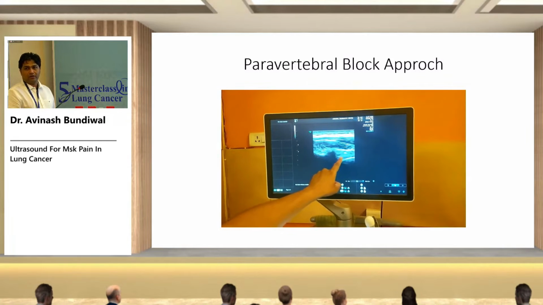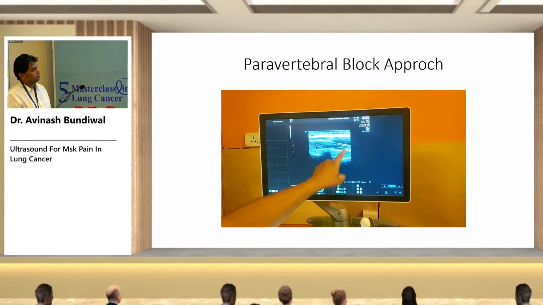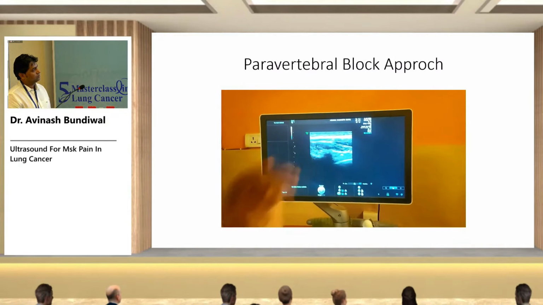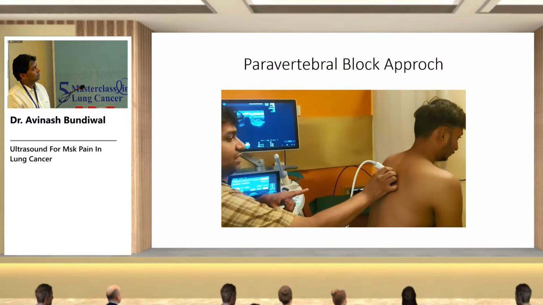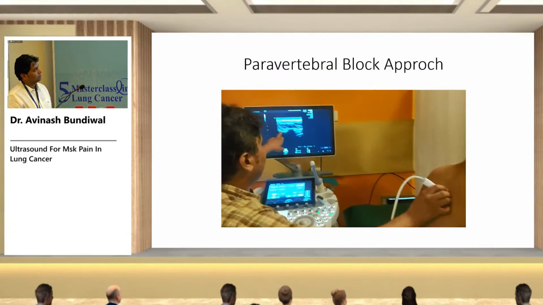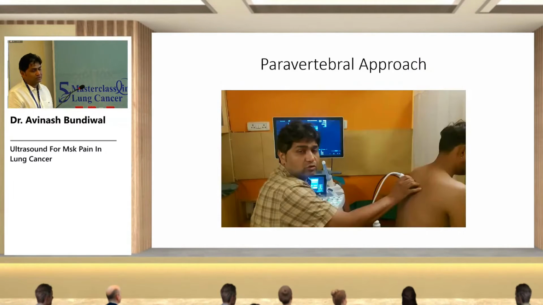And in this approach, this is the area where we are supposed to inject the drug from lateral to medial. This is lateral. This is medial. You can see in the patient also. First, this is midline. Then, as I go lateral, then lamina, transverse process, and pleura. So this is the first approach.